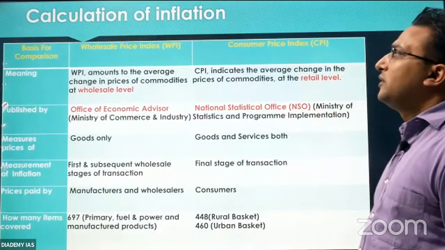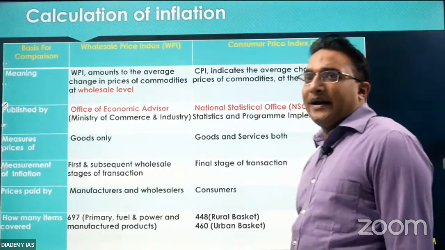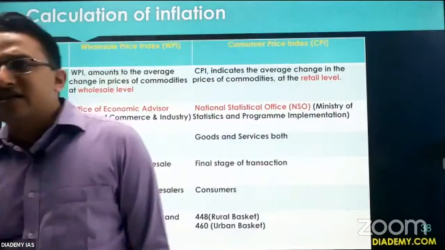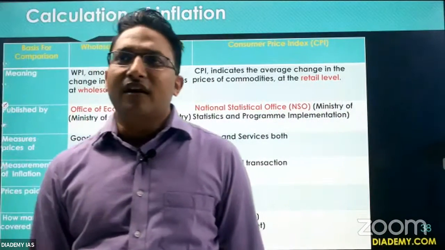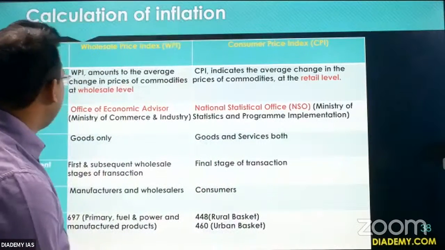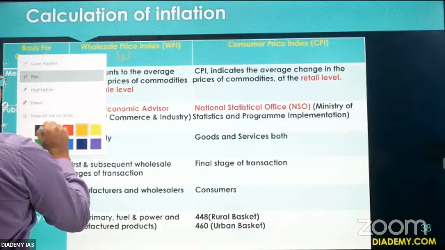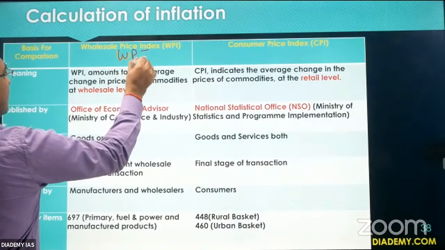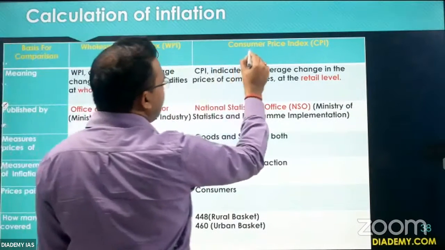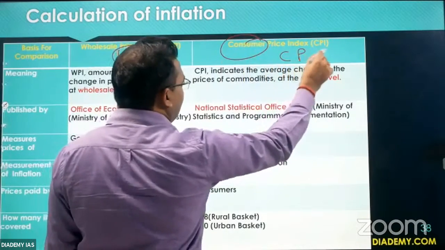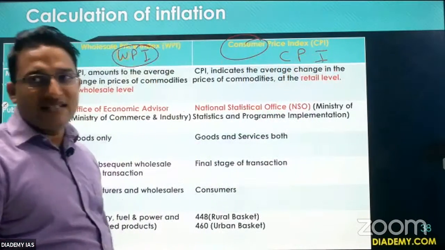Now the wholesale price index versus the consumer price index. Okay, so we will understand these two indices, we will compare, and then we will understand through the comparison. So first is the wholesale price index or the WPI. That means the price index at the wholesale level, and here the price index at the consumer level, that is the CPI. These are the two famous indexes which are there.